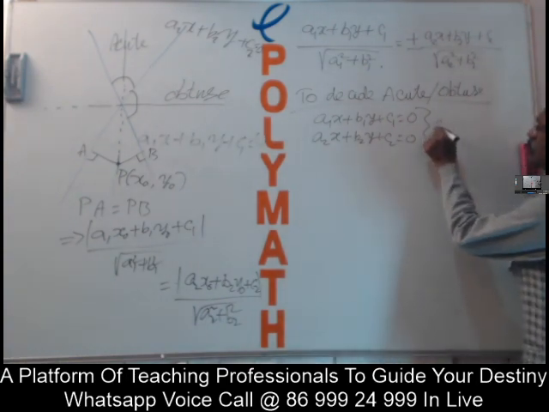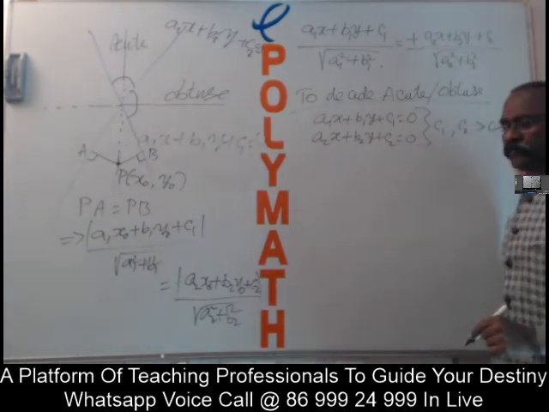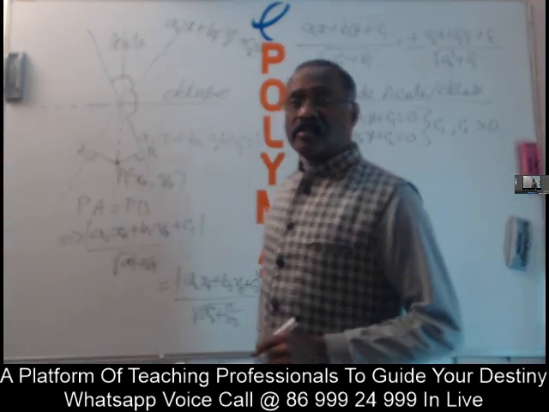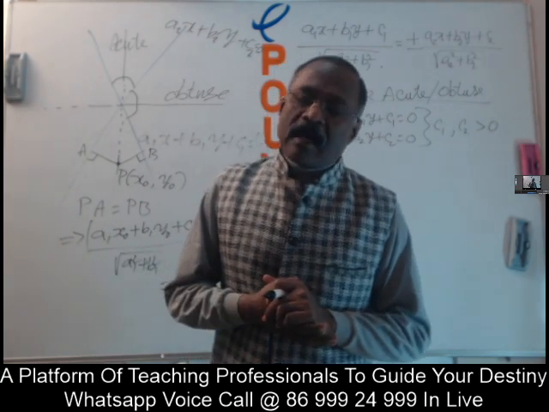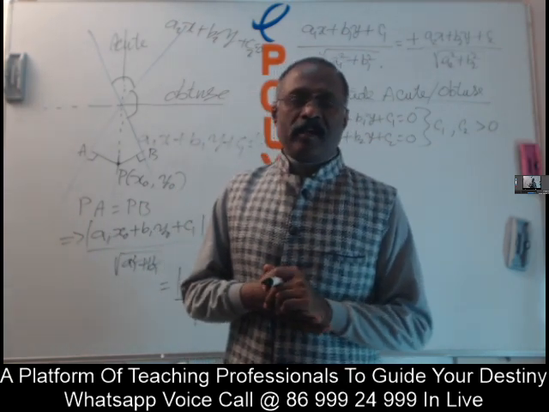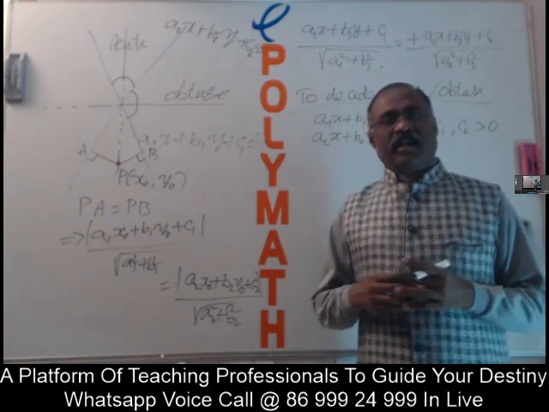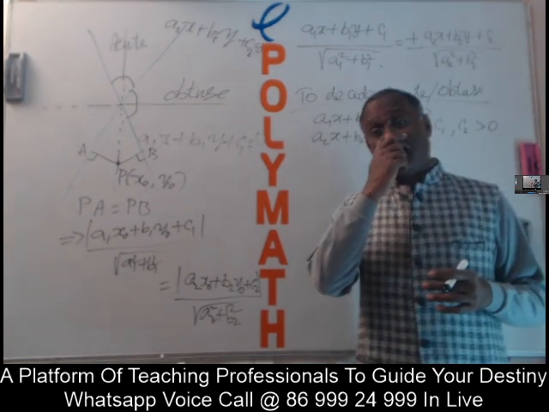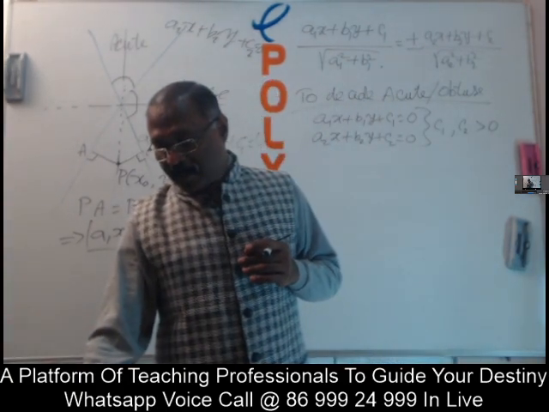Your c1, c2 must be greater than 0 always. What does it mean by greater than 0? It means if one is positive and the other one is negative, or both are negative, then what is to be done? You have to make it positive always.